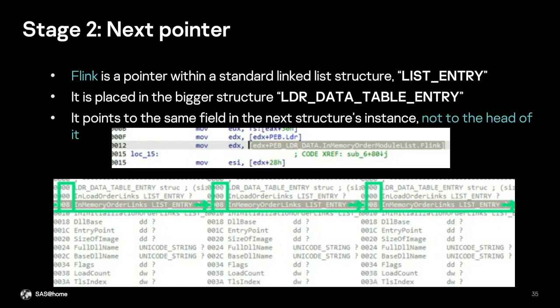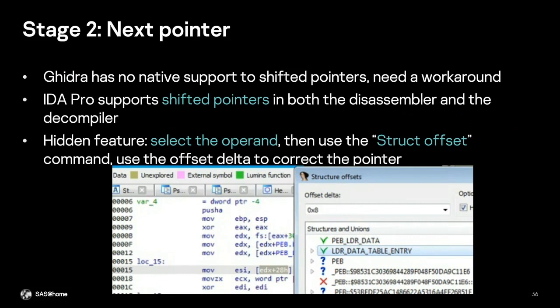So how do you tell your tool that there's a difference? Well, Ghidra doesn't have support for that. So if you do need to get the right names, you need a workaround. You need to copy the structure, remove the fields to make up for this delta, for this difference, and then apply that structure. As for IDA, it does have this concept of shifted pointers, but it's kind of hidden.